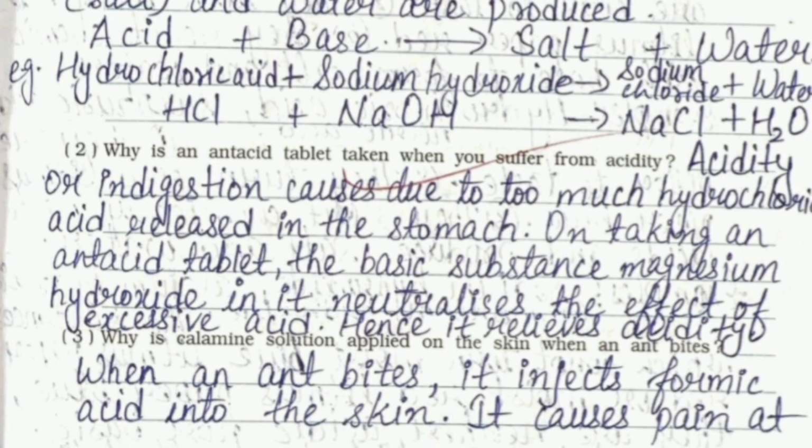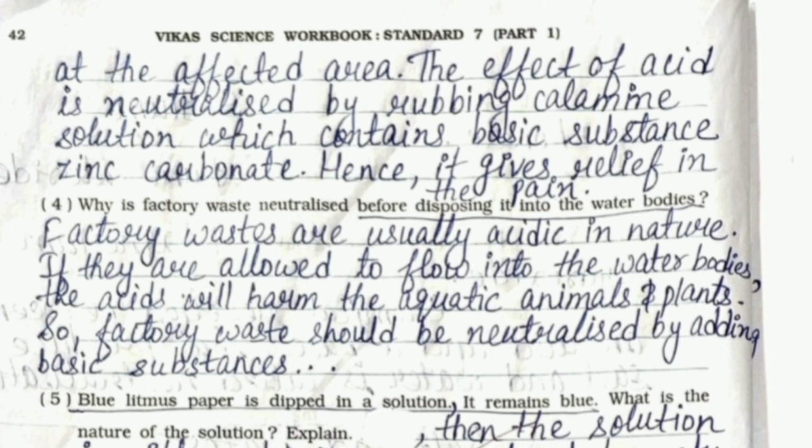Third one, why is calamine solution applied on the skin when an ant bites? When an ant bites, it injects formic acid into the skin. It causes pain at the affected area. The effect of acid is neutralized by rubbing calamine solution, which contains the basic substance zinc carbonate, hence it gives relief in the pain.